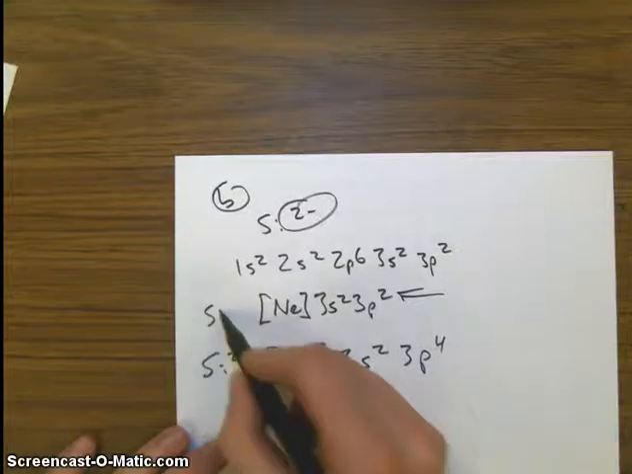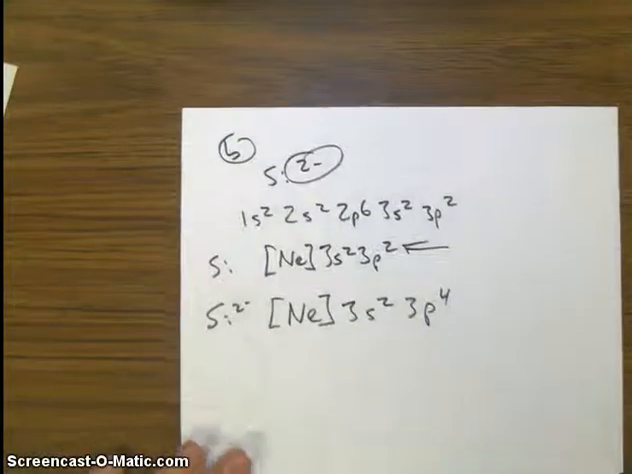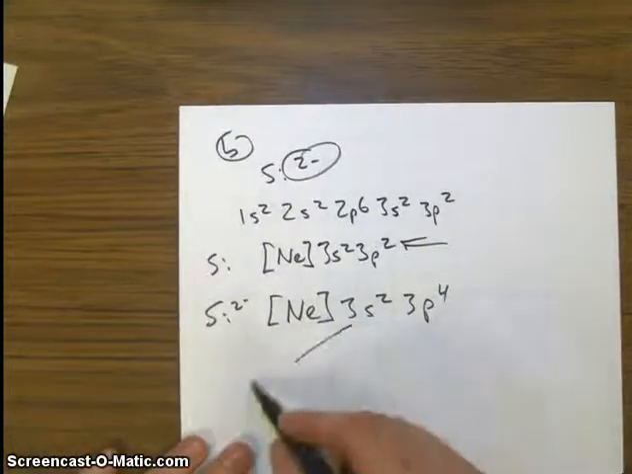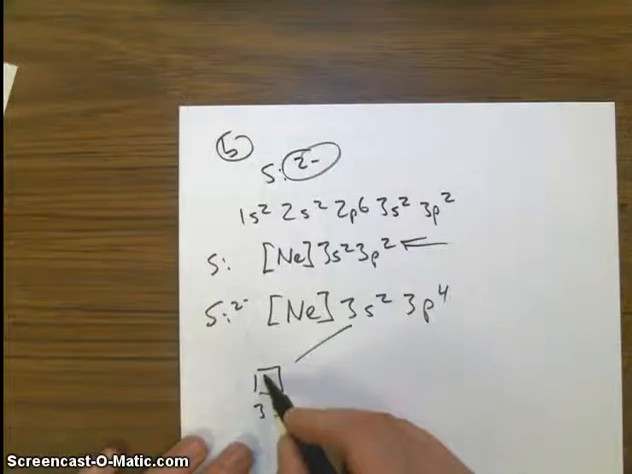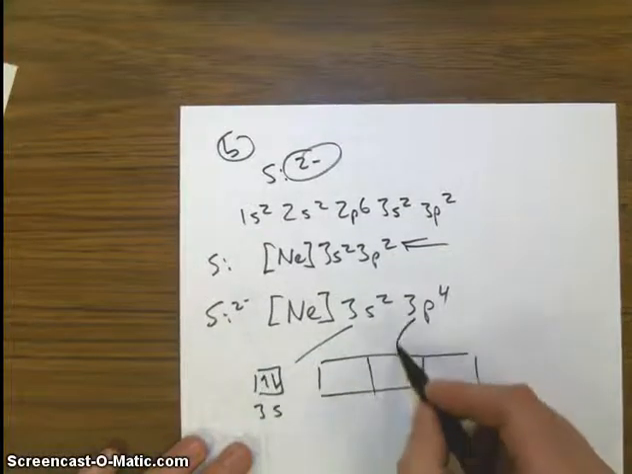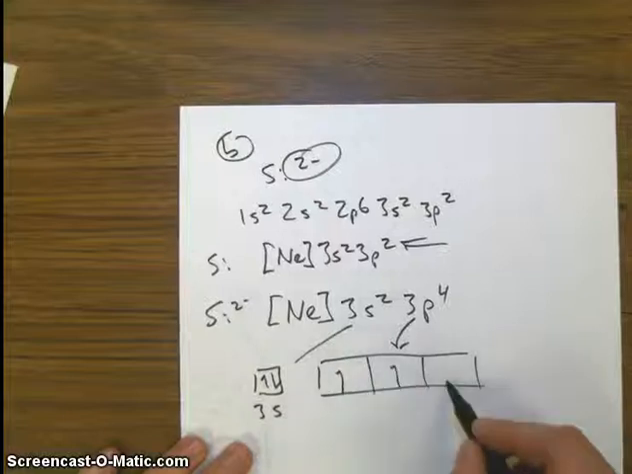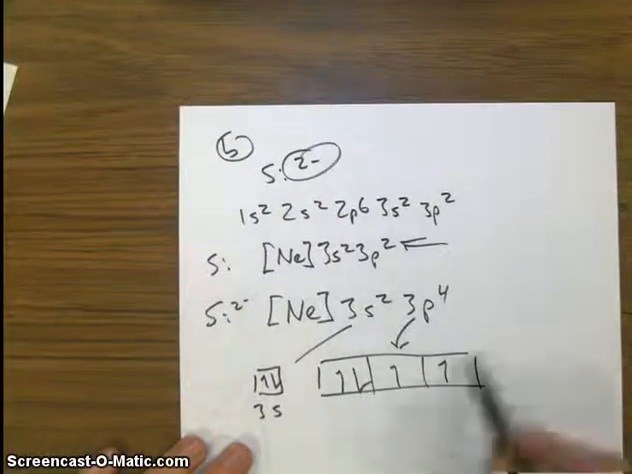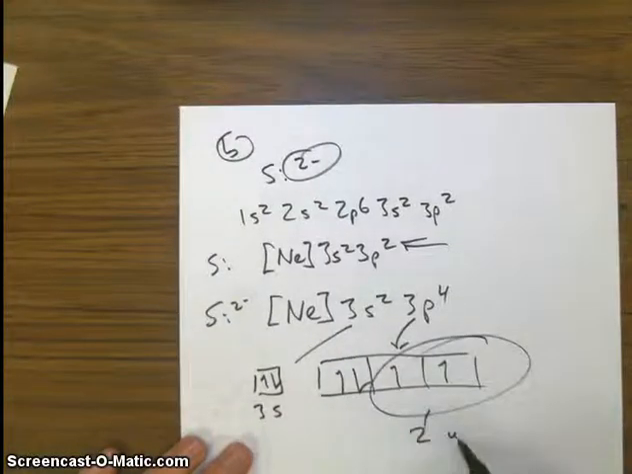All right, now I have to write out the box notation for this. For the s, it's 1 box. For the p here, it's a total of 3 boxes. 1, 2, 3, 4. How many unpaired electrons? 2 unpaired electrons, and that's the correct answer.